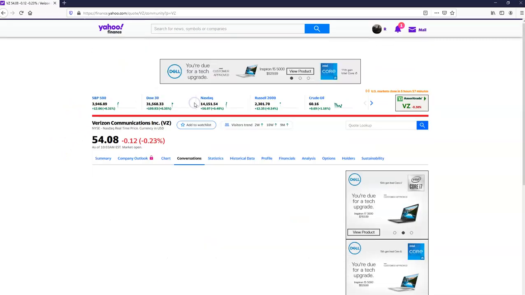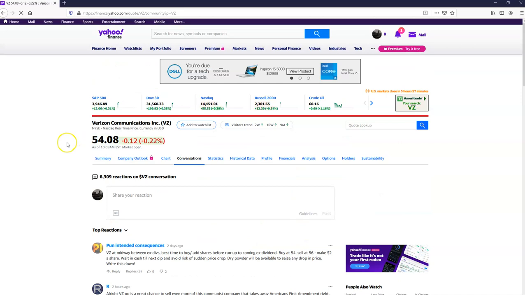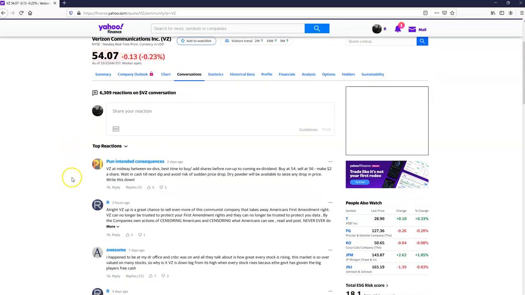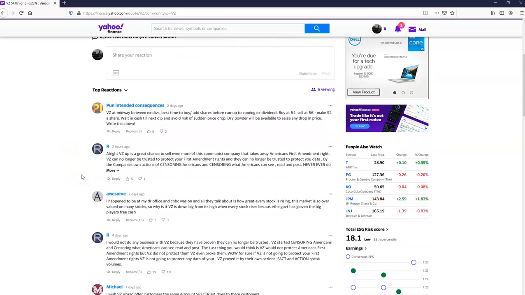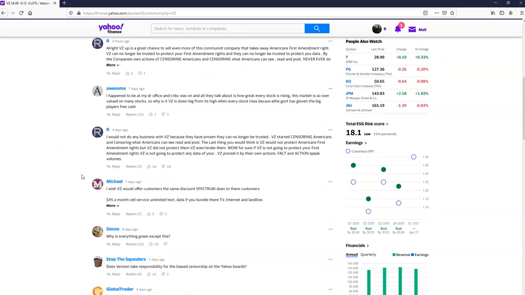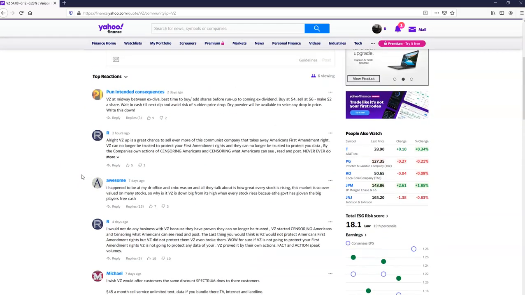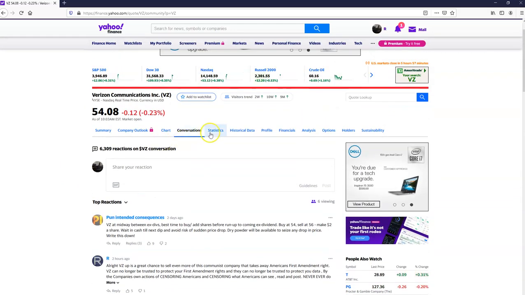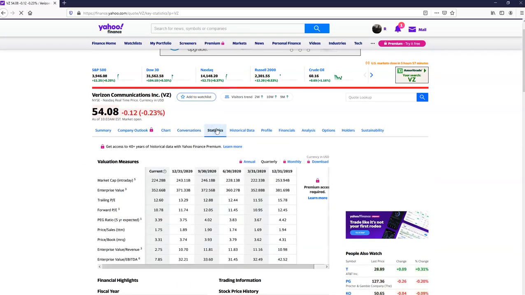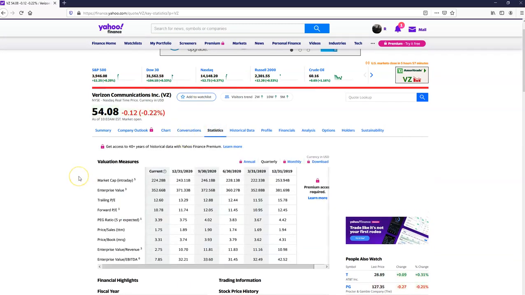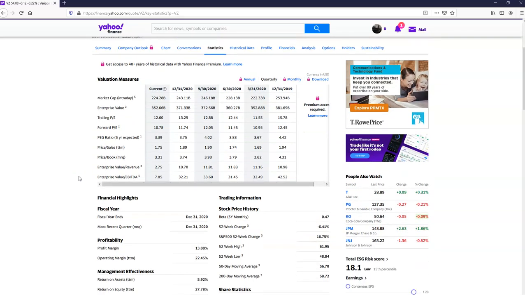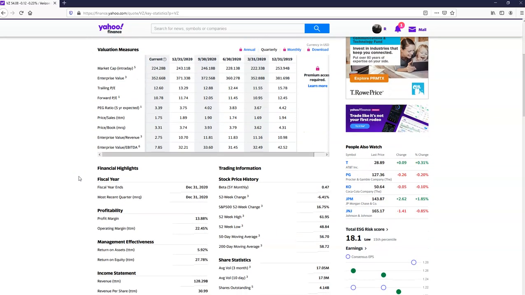If you click right here where it says conversations, it basically tells you what some people are saying about this particular stock. If you click right here where it says statistics, this is where it gets a little bit more interesting. So it gives you a lot more statistical information about this particular company.